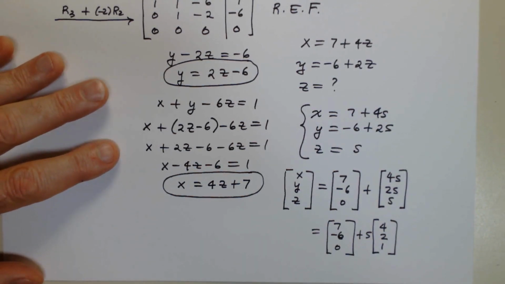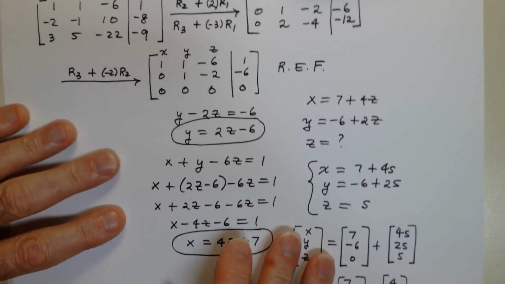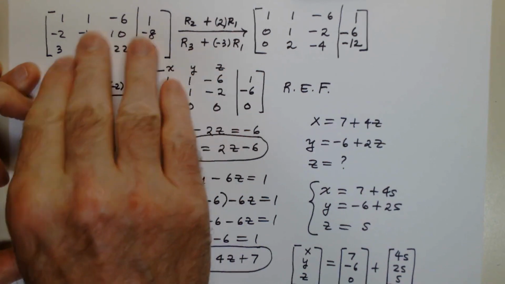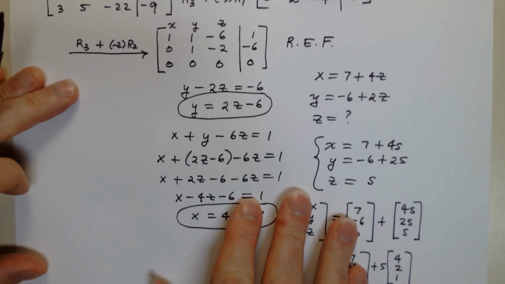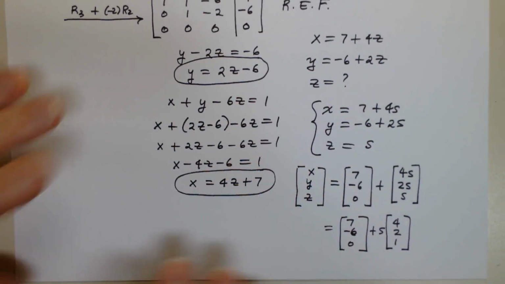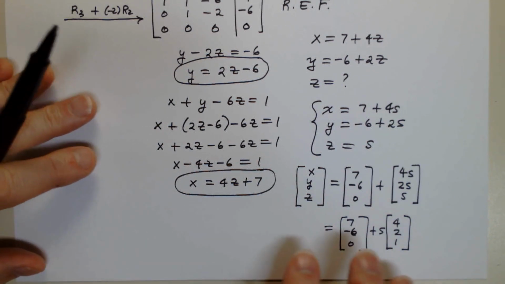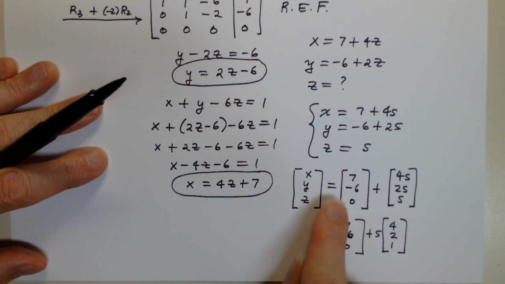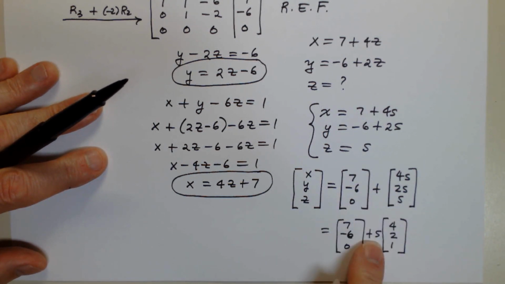In writing our solution this way, we can see that the set of all solutions to this original problem is infinite in extent. There's an infinite number of solutions, but they actually have a nice geometric interpretation, right? This is the equation of a line, the vector form of a line through this point 7, -6, 0 with direction 4, 2, 1.